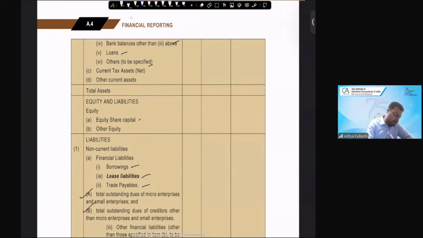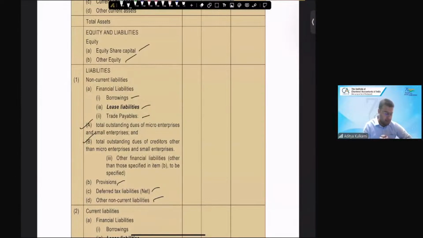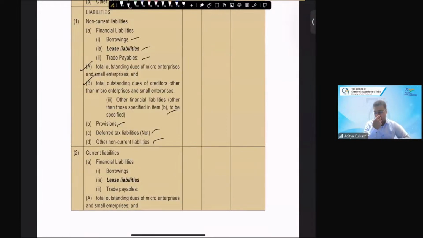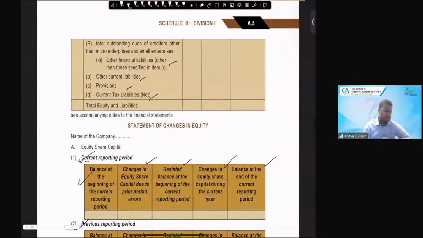Coming to equity and liabilities, you have equity share capital and other equity. Fairly simple. Liabilities, you have financial liabilities. In that you have borrowings, lease liabilities, trade payables, categorized into micro and small enterprises and other than micro and small enterprises. Other financial liabilities other than those specified in item B to be specified, you can show as the residual criteria. Provisions, DTL, and other non-current liabilities. Current liabilities, again, financial liabilities, whatever becomes due within 12 months will be disclosed here. Total outstanding trade payables, again, it will go into micro and small and other than micro and small. Others, provisions, current tax liabilities, and total equity and liabilities. So this is your overall format for your balance sheet.